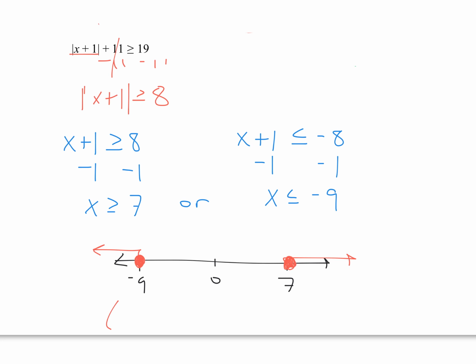My interval notation from negative infinity to negative 9, I'm going to include that because it's less than or equal to, union 7, and I'm actually going to include 7 as well. So let's put a square bracket, to infinity.